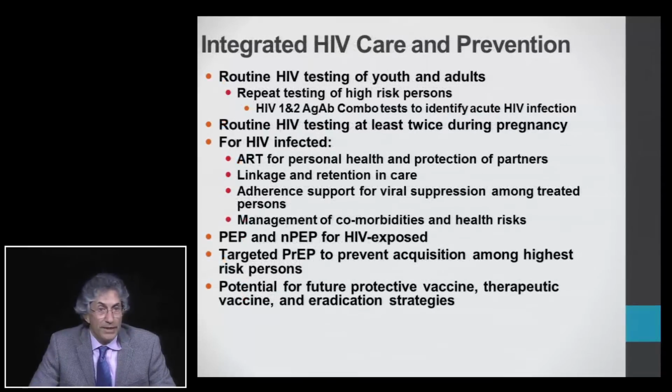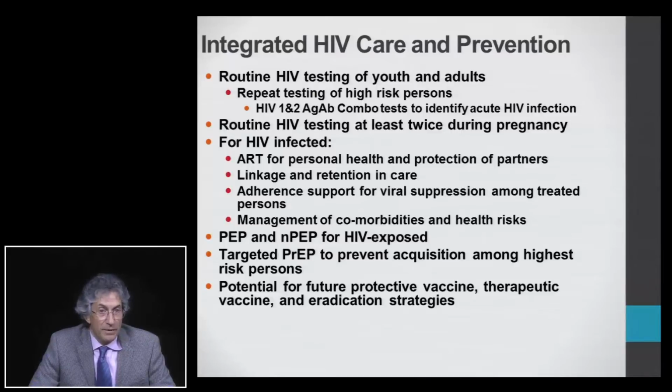So to wrap up, we mean to integrate HIV care and prevention to really change the future of the epidemic in our state and across the United States. It starts with routine testing of youth and adults. The companion slide set describes more about HIV testing. Routine testing at least twice during pregnancy, at the diagnosis of pregnancy and in the 3rd trimester, and the 3rd test in pregnancy for women who are high risk or have missed the first 2 opportunities.